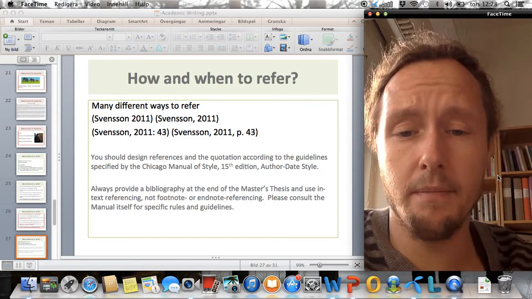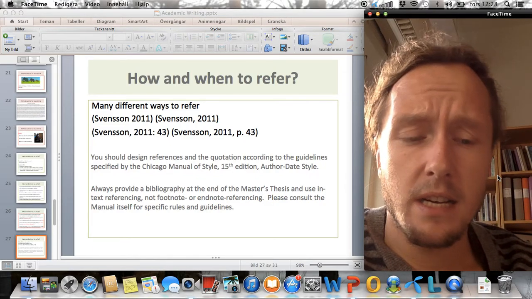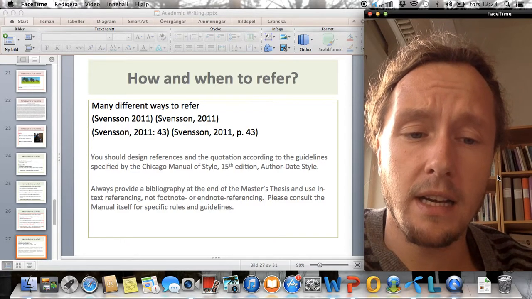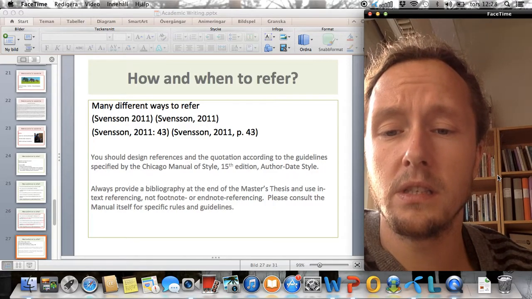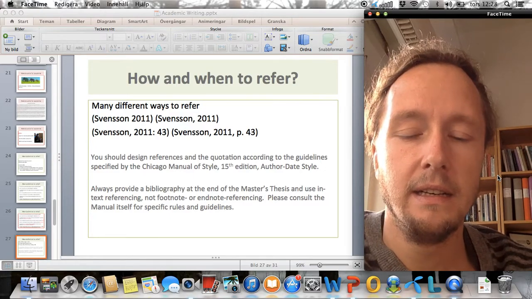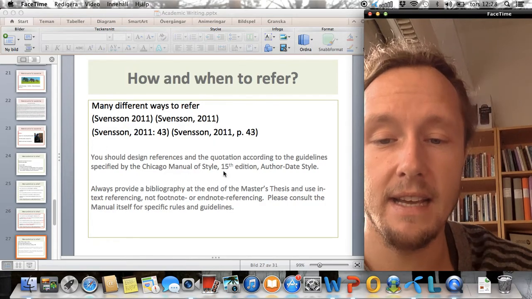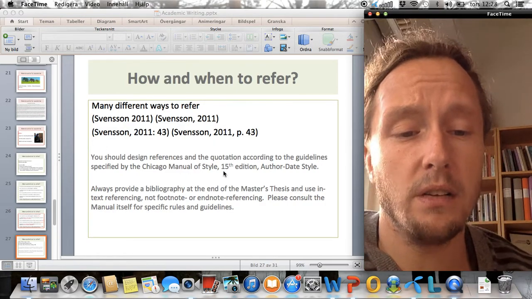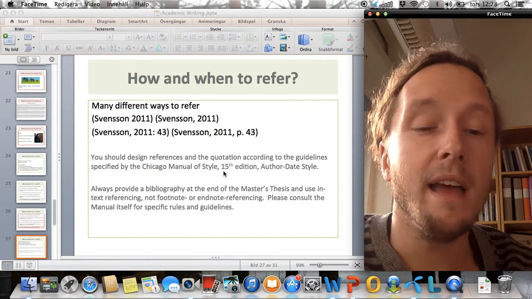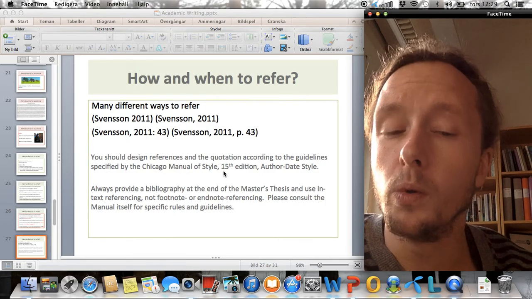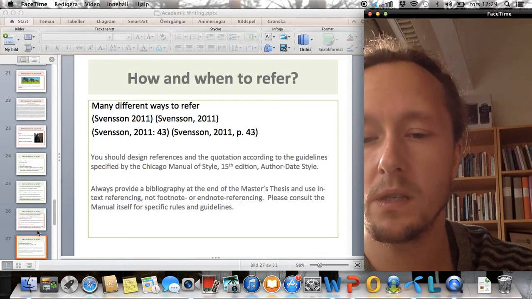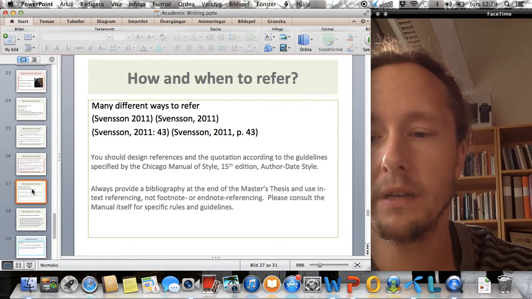There are many different styles of references, and I often say that you can do whatever you want as long as you're coherent, but according to the guidelines for Uppsala University, you should design references and quotations according to the guidelines specified by the Chicago Manual of Style. Basically, you put in references the author and date. So this is the reference style you have to adhere to. So no footnotes, in-text referencing. And then, of course, this goes without saying, you also have to list all the references at the end, in the bibliography.